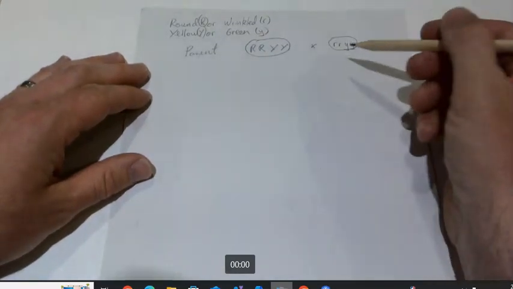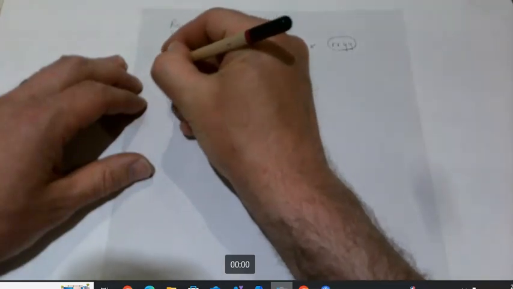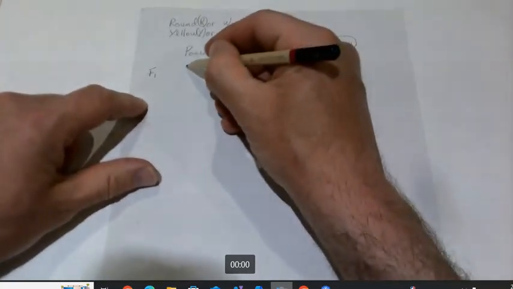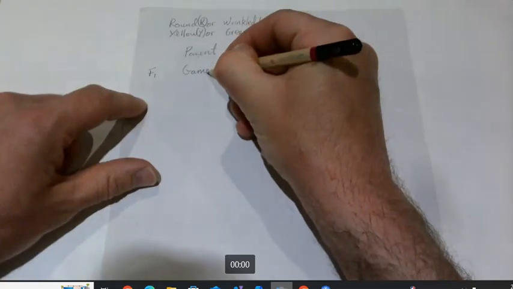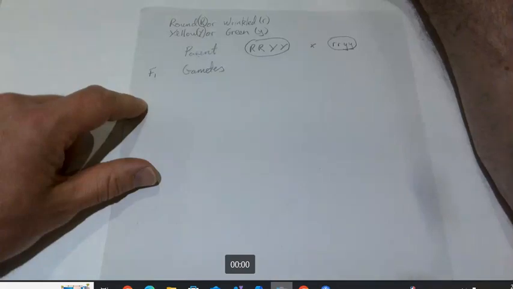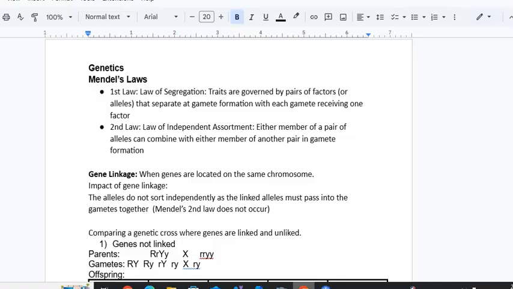Now, what we're working out here is what we call the F1, the first filial, or the first generation. So we have the parents and then the gametes from these. Going back to Mendel's first law, the law of segregation: traits are governed by pairs of factors. Mendel called them factors; we now know they're alleles that separate at gamete formation, with each gamete receiving one factor, or one of the alleles.